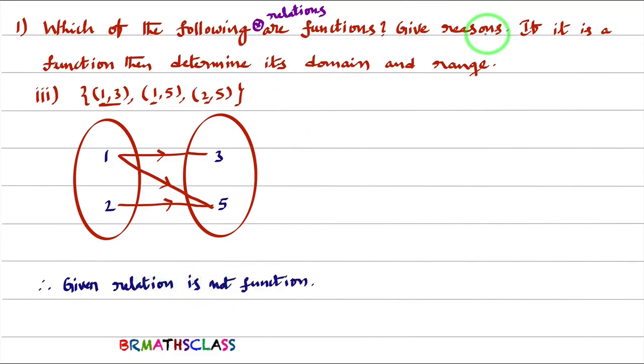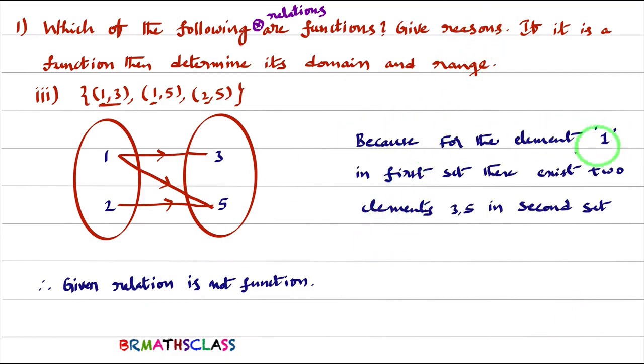They are asking the reason why it is not a function. Because for the element 1 in the first set, there exist 2 elements, 3 and 5, in the second set. Because of this reason, we are saying that it is not a function. Now, they are asking, if it is a function, determine its domain and range. As it is not a function, there is no question of its domain and range.